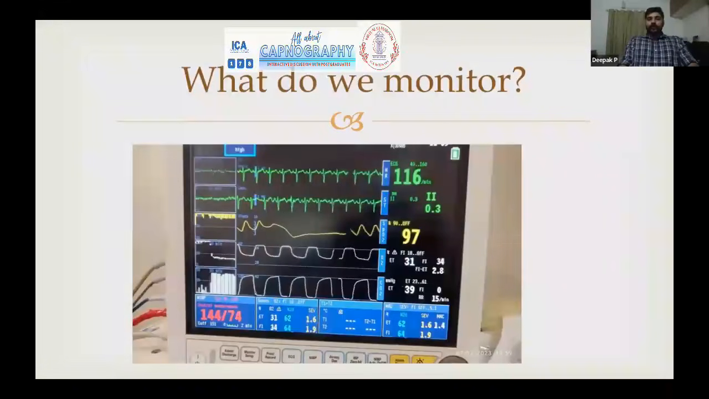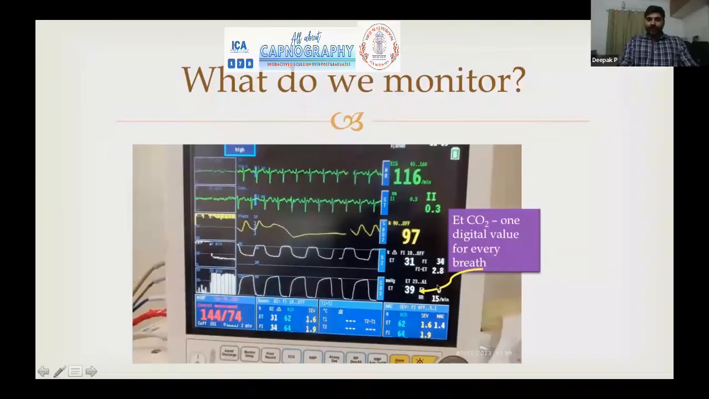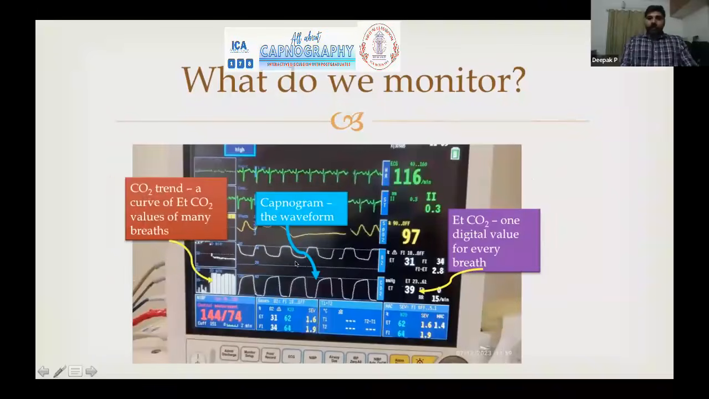So this is a multi-para monitor that we see every day. In this, we have the ECG tracing, the plethysmography tracing, and the carbon dioxide tracing. In this carbon dioxide tracing, we are looking at three different things. Firstly, a numerical value, which corresponds to the end tidal carbon dioxide; a waveform, which is known as the capnogram; and over a large number of breaths, the carbon dioxide trend. This is many such capnographic waveforms close together so as to give us a trend of the EtCO2 over many breaths.